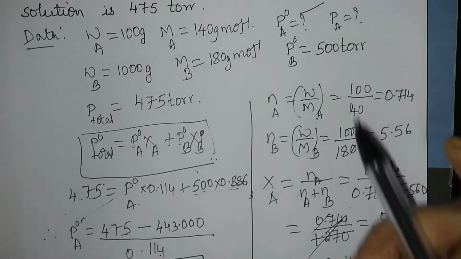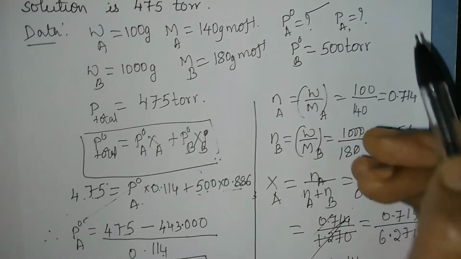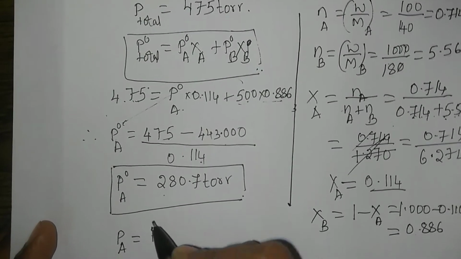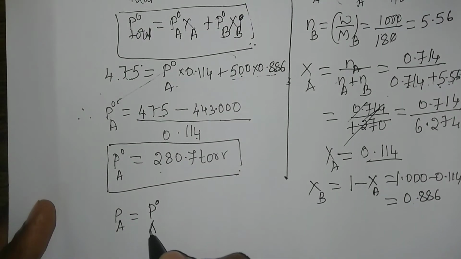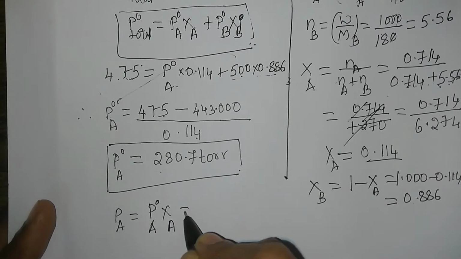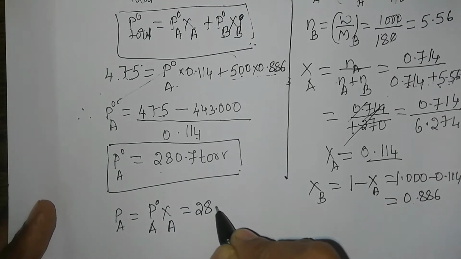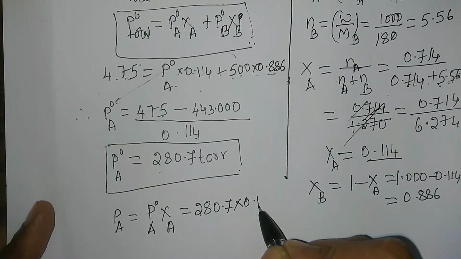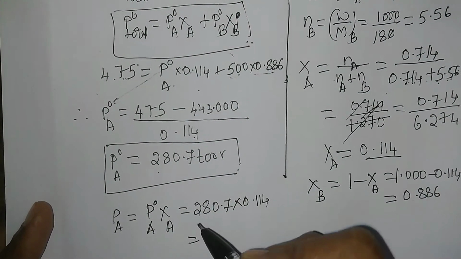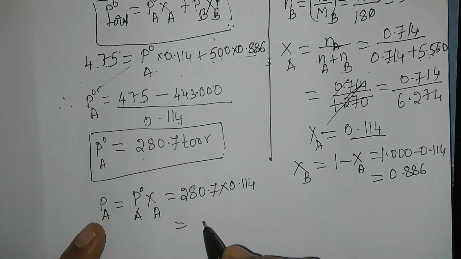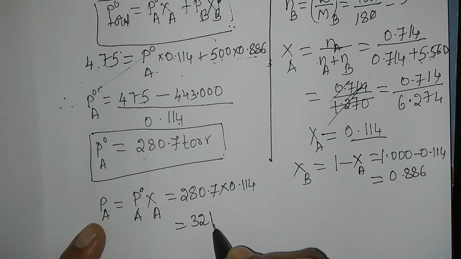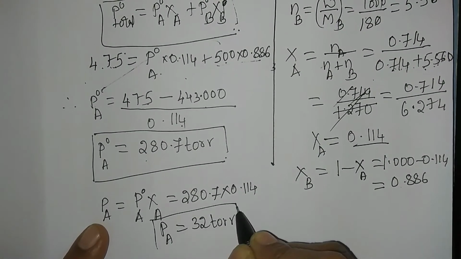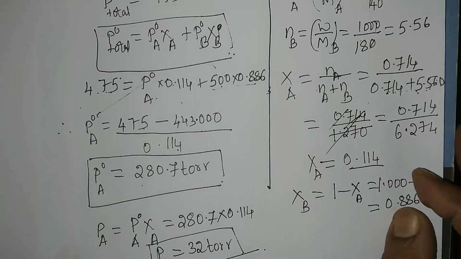Now we have got one. The other thing we need is the partial pressure of A. Partial pressure of A is equal to vapor pressure of A in its pure form into its mole fraction. So it is 280.7 into its mole fraction, 0.114. If we simplify it, it comes to be 32 torr. Partial pressure of A is equal to 32 torr.